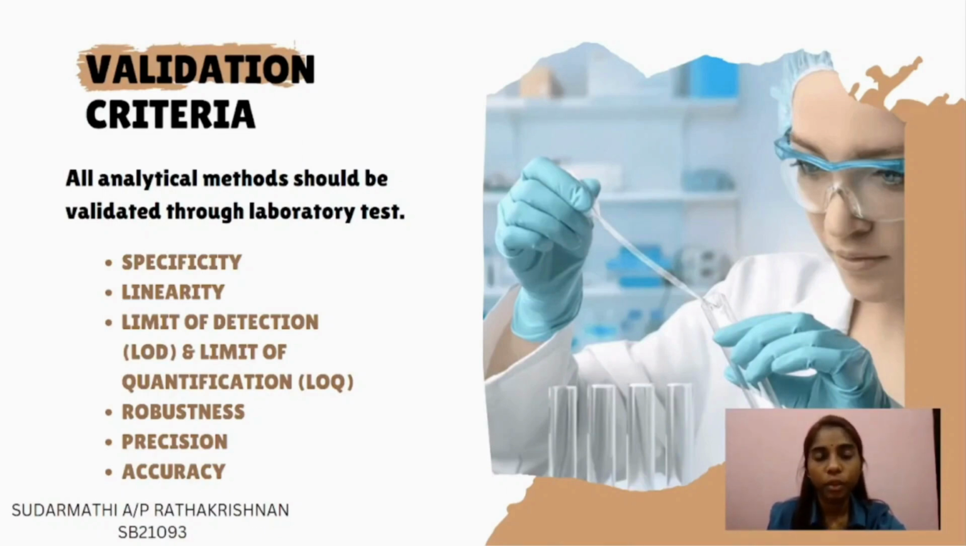For my part, I am going to talk about validation criteria. All analytical methods should be validated through laboratory tests. Specificity, linearity, limit of detection and limit of quantification, robustness, precision, and accuracy are the performance characteristics of the method. These characteristics are important to determine how the method performs.